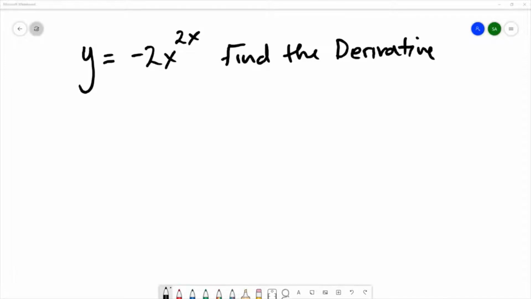For this question, we want to find the derivative of the function y equals negative 2x to the negative 2. And the technique that we're going to use to find this derivative is logarithmic differentiation. I'm going to take the log on both sides of the equation.